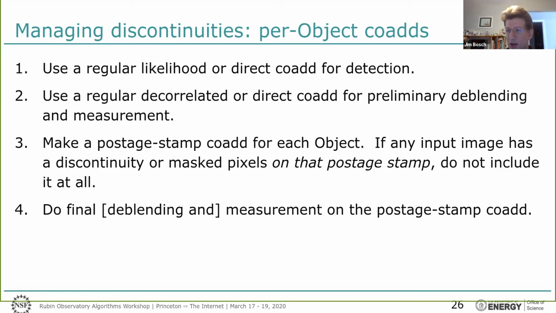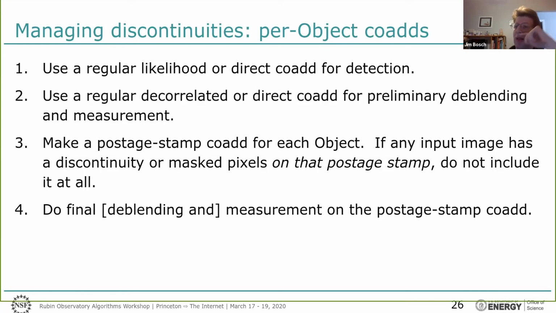And the result is that you've got a nice clean PSF with no discontinuities for each of those postage stamps. And once you've got that, you can go do your final deblending and measurement on the postage stamp coadd. Now, deblending is in brackets here because you've just made a postage stamp coadd, and you can't easily run a deblender on one postage stamp or some other postage stamp that's sourced from the same pixels but has a slightly different realization because it's a slightly different number of epochs.